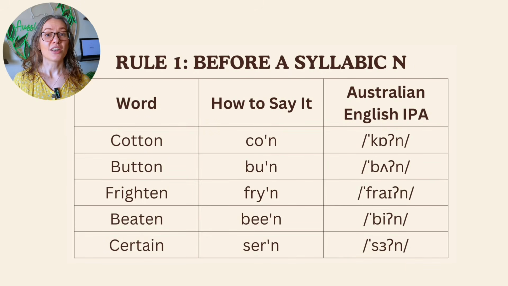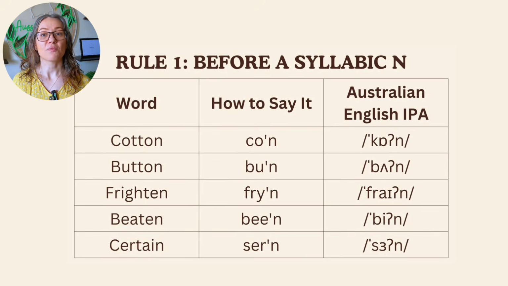It's almost like a little schwa sneaks in, actually. Think of words like cotton. Not cotton, it's cotton. The t becomes a glottal catch before the n. Button. Not button, it's button. Frighten. Not frighten, you can say frighten.